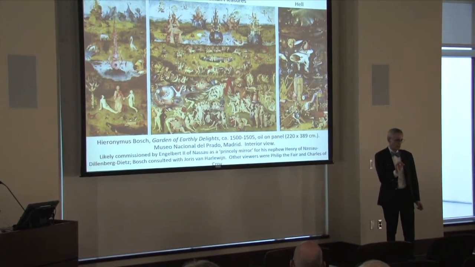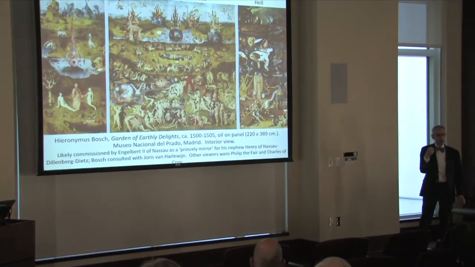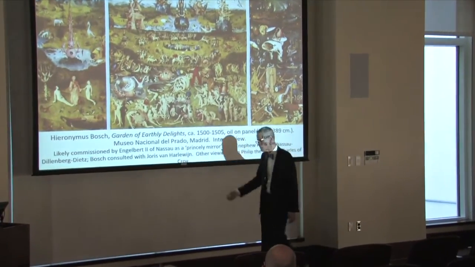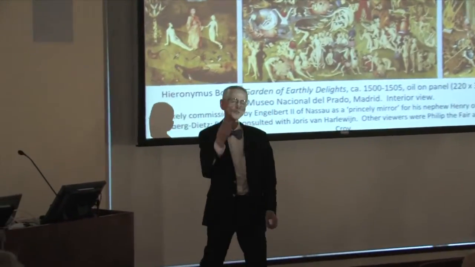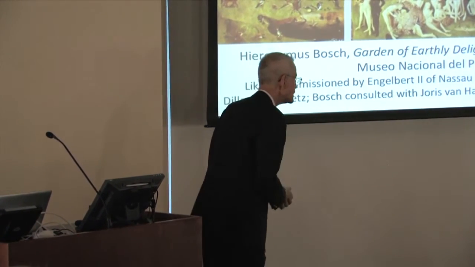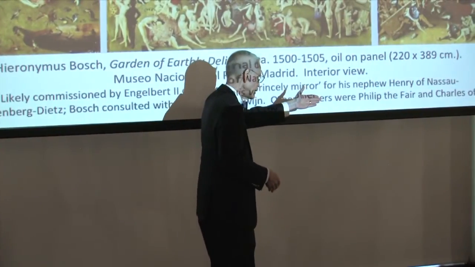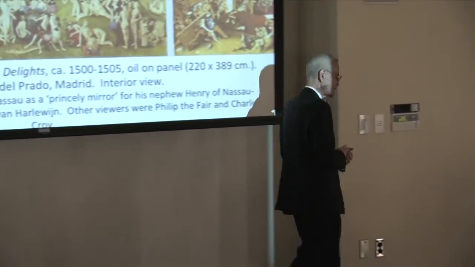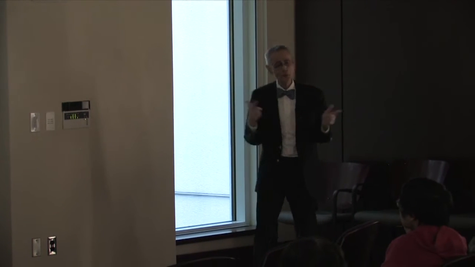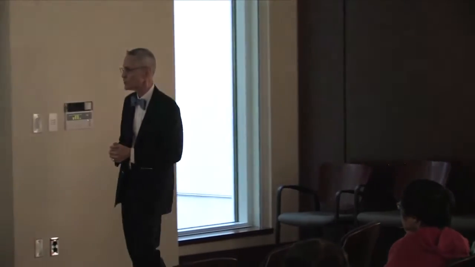And he commissioned this painting, collaborating with the humanist courtier Joris van Harleveen, as a princely mirror for his heir apparent, Henry. A princely mirror is a device that is used to present moral issues to the person who studies it. And this is what the picture is doing. It is educating, what was intended to educate Henry. And what it was intended to educate him to think about is what I'm going to be talking about for the next 15 or so minutes.